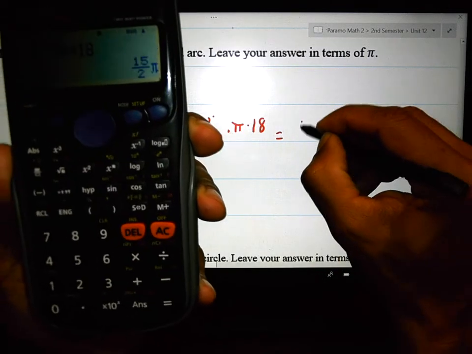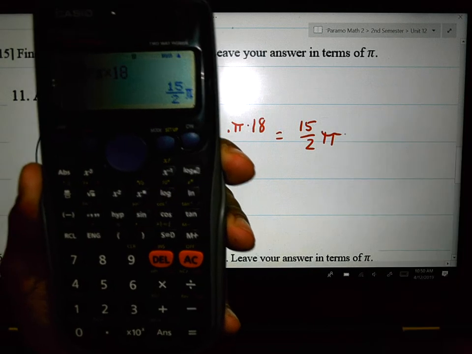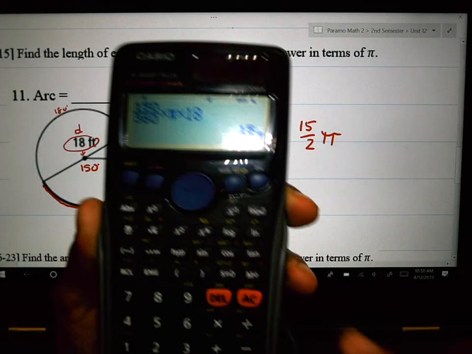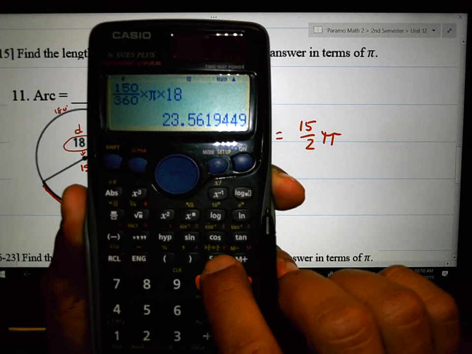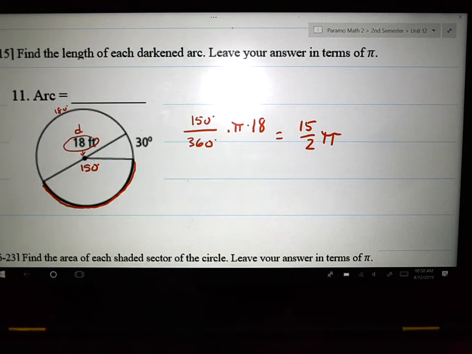So in terms of pi, my answer is this. If I needed to, I can always switch it to a decimal. But remember, it said leave it in terms of pi, so this is the best answer.